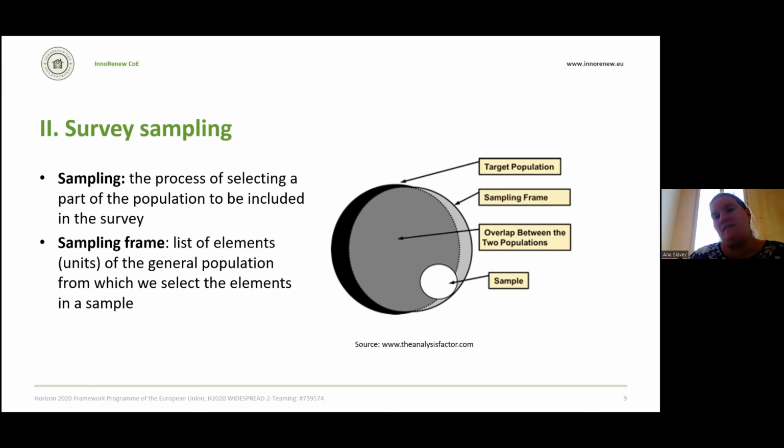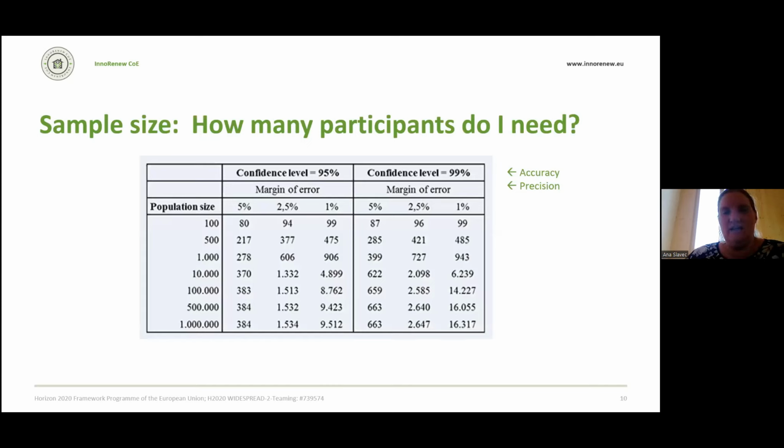you make an inference to the population. But here the question is, how can we be sure that from this small sample of the population that we want to describe, we can make an inference from sample to population? But before we respond to that question, there is another question. How many participants do we actually need?